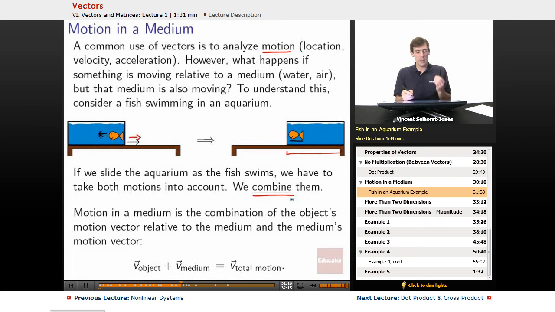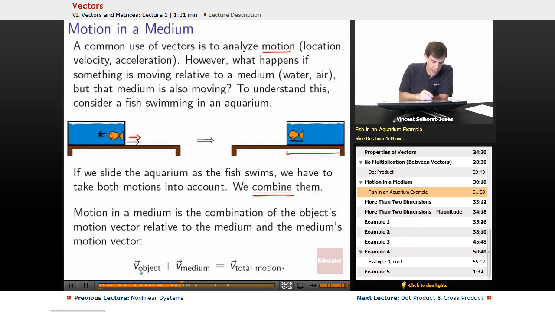So motion in a medium is the combination of the object's motion vector relative to the medium, the fish relative to being inside of an aquarium, and then the medium's motion vector. How is the aquarium moving? So how does the fish move in the aquarium? How does the aquarium move in a larger world? That's what we mean by relative to the medium. It's just whatever the thing is inside of, and then how is the thing that you were inside of moving?